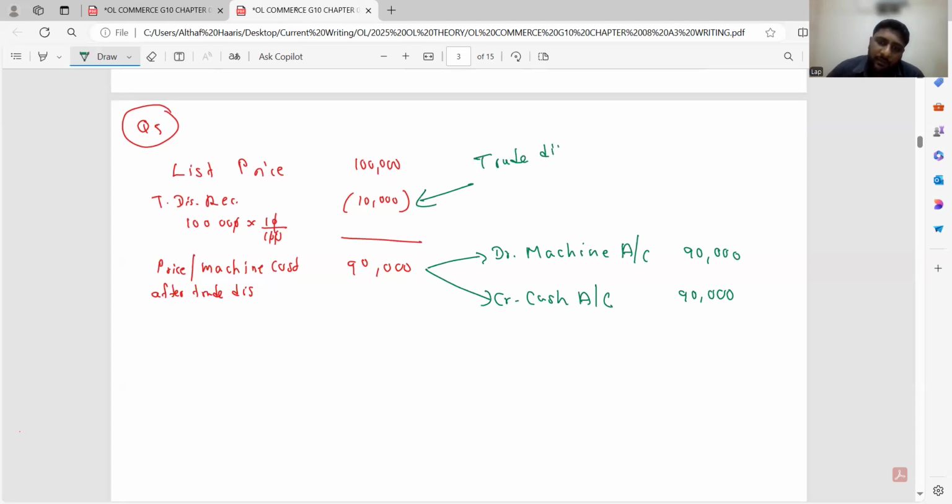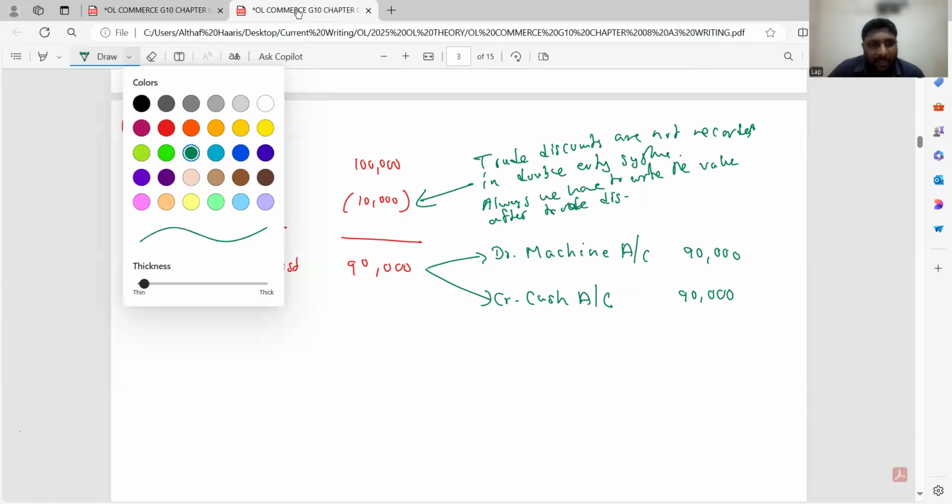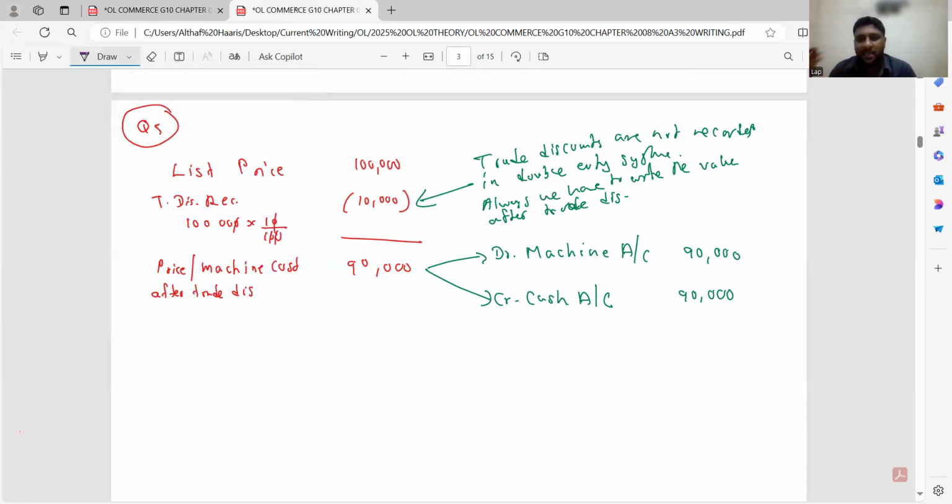Trade discounts are not recorded in the double entry system. Always we have to write the value after trade discount. After trade discount. So why am I writing the same thing again and again, people?